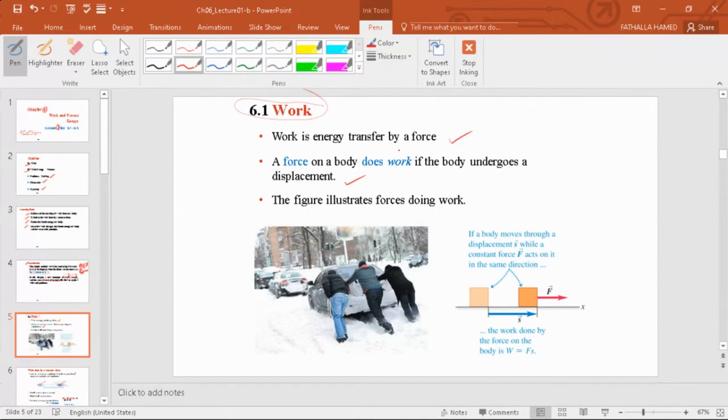Look at the figure that we have below here. Three men are pushing a car. Of course, they're applying a force. If the car moves, makes displacement, then in this case, they are doing work. Now, if you look at the cartoon that we have here, you have a block. You apply a force on the block, and you move the block at displacement S. By definition here, the work is equal to the magnitude of the force multiplied by the magnitude of the displacement. And that's what work is.